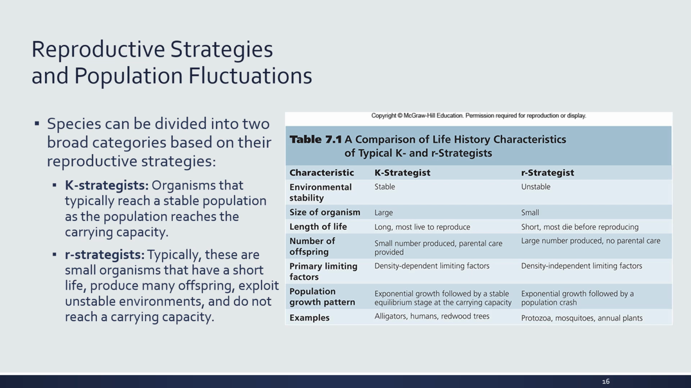Now, r strategists tend to be a little unstable in the environment. That means a lot of them are born, they can die, and their populations can fluctuate greatly from year to year. These are usually little creatures, not always, because some trees are r strategists, but the young could be little, whatever. The length of life could be very short. They produce lots and lots of offspring, usually assuming a bunch are going to die.